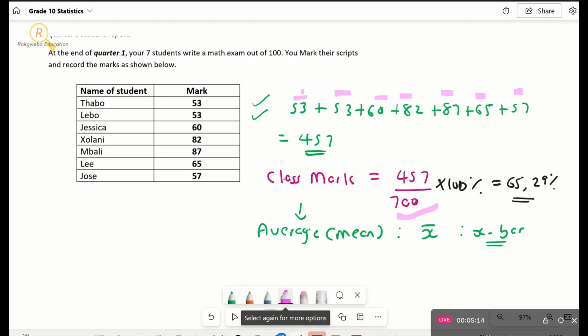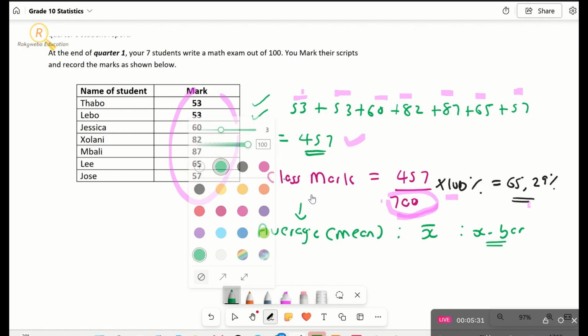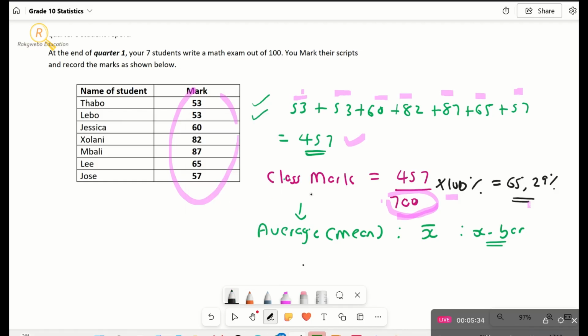Now, how did we calculate this class mark? I'll just run through it again. We added the individual marks, got 457, and divided it by the total, which is 700. Then multiplied it by 100 to get a percentage of 65.29. But you'll be pleased to know that there's a shortcut method to this, as always in maths. The shortcut method is that the average, or x bar, is equal to the sum of values over the number of values.